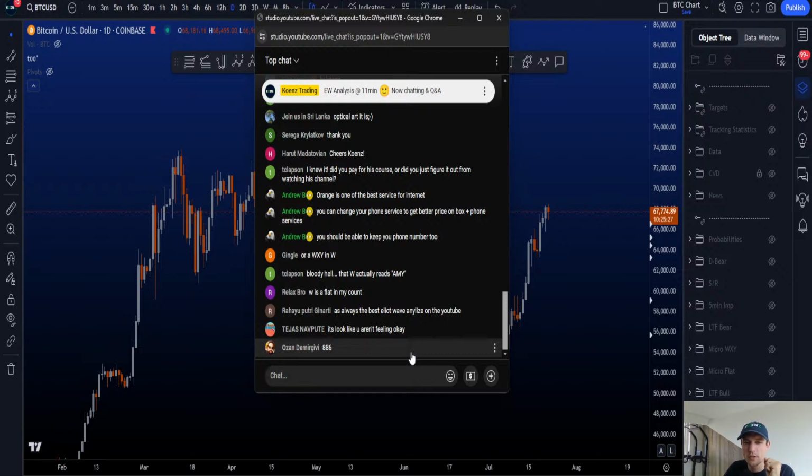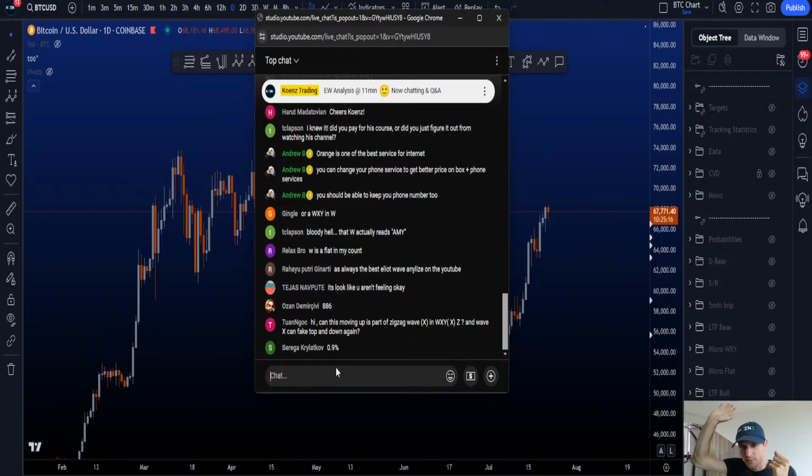Okay, the minimum target for wave B in a flat. What is the minimum target? Ozan says the 886. There are no rrights or wrongs here. If you're in a classroom, remember in the old days when someone asks a question and you raise your hand, nothing is wrong or right. It's just all about learning. The 0.9. I'll just wait a few seconds.